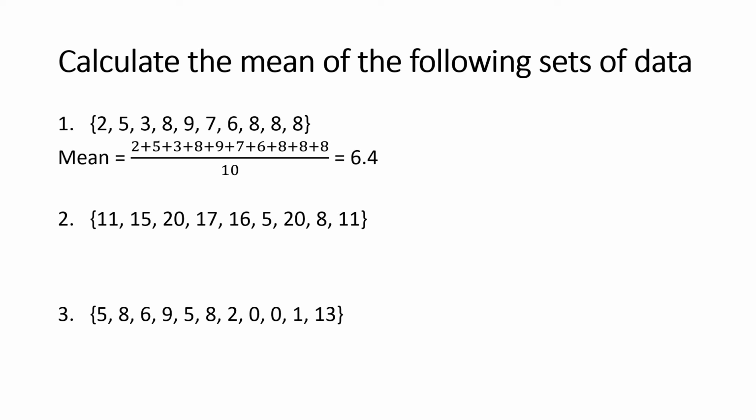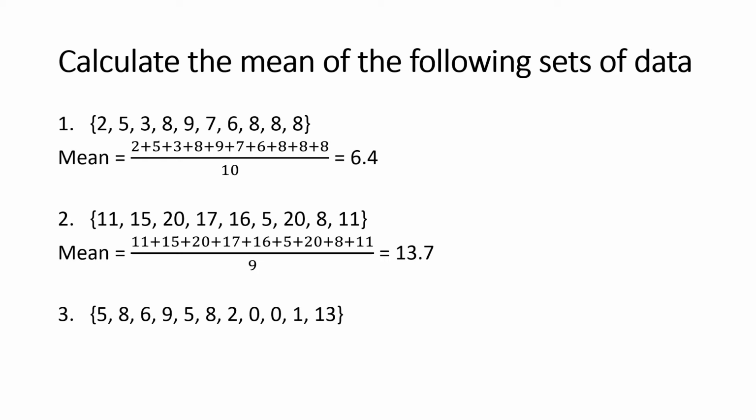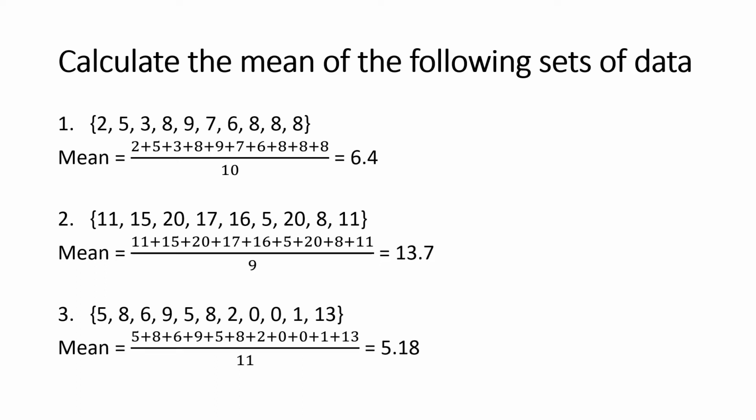Okay, so if we have a look at the first one, we add up all of our data values and we have 2 plus 5 plus 3 plus 8 plus 9 plus 7 plus 6 plus 8 plus 8 plus 8 divided by 10 equals 6.4. If we have a look at our second data set, our mean will equal 11 plus 15 plus 20 plus 17 plus 16 plus 5 plus 20 plus 8 plus 11 divided by 9 equals 13.7. And if we have a look at our third data set, our mean will equal 5 plus 8 plus 6 plus 9 plus 5 plus 8 plus 2 plus 0 plus 0 plus 1 plus 13 divided by 11, because that's how many pieces of data we have, and our mean equals 5.18.